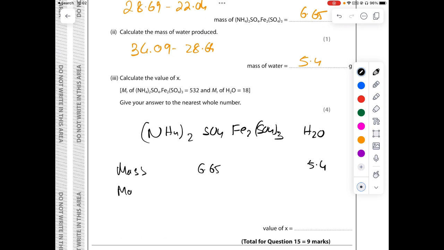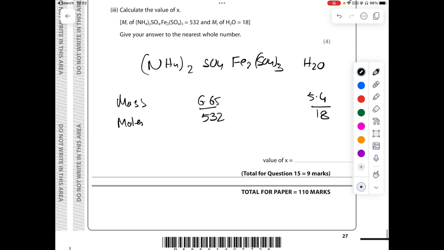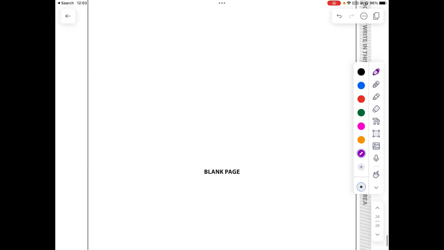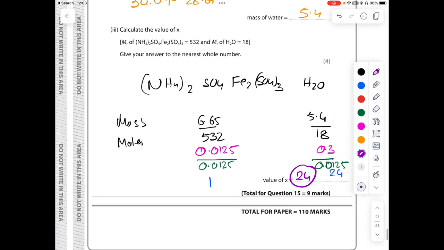So moles: what should I do? Divide by 532 and divide by 18. How much does that become now? 0.0125 and 0.3. Which is the smallest one? 0.0125. Divide by 0.0125 for the moles ratio. So what do I get? 1 and 24. So the value of x is 24 water molecules. So that completes the paper. See you in the next paper. Bye.